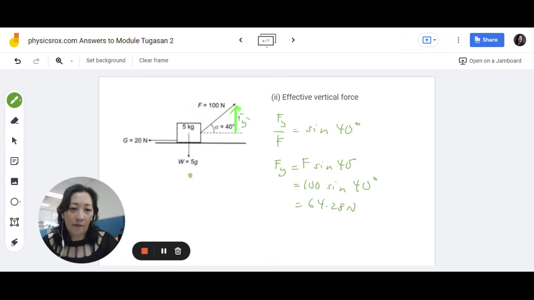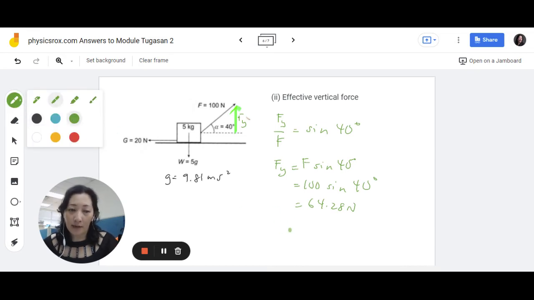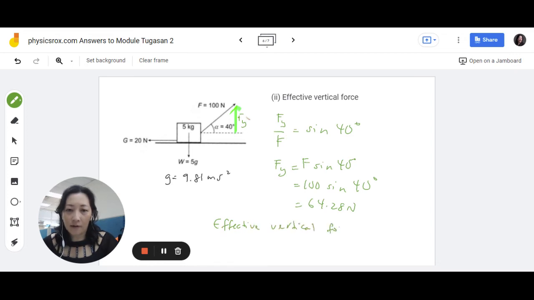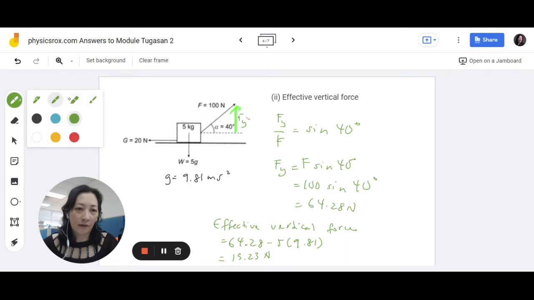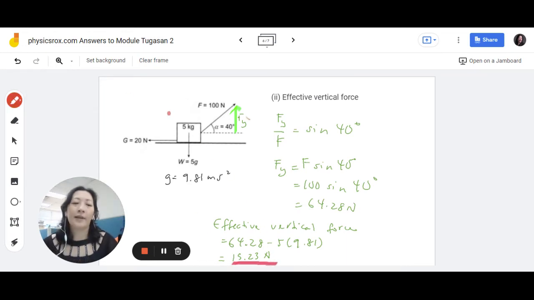Okay, so this is not 5 gram, this is 5G, where G is the gravitational acceleration of 9.81 meters per second squared. Don't use 10. The answer scheme writes 10. You're not supposed to use 10, because in KSSM, you need to use a value of G as 9.81, so make that a habit. Don't use 10. 10 is for the old KBSM syllabus or for IGCSE. So for you guys, G is 9.81, so effective vertical force would be 64.28 minus 5 times 9.81, which is 15.23 newton. This is the answer for the effective vertical force. Okay, there you go.